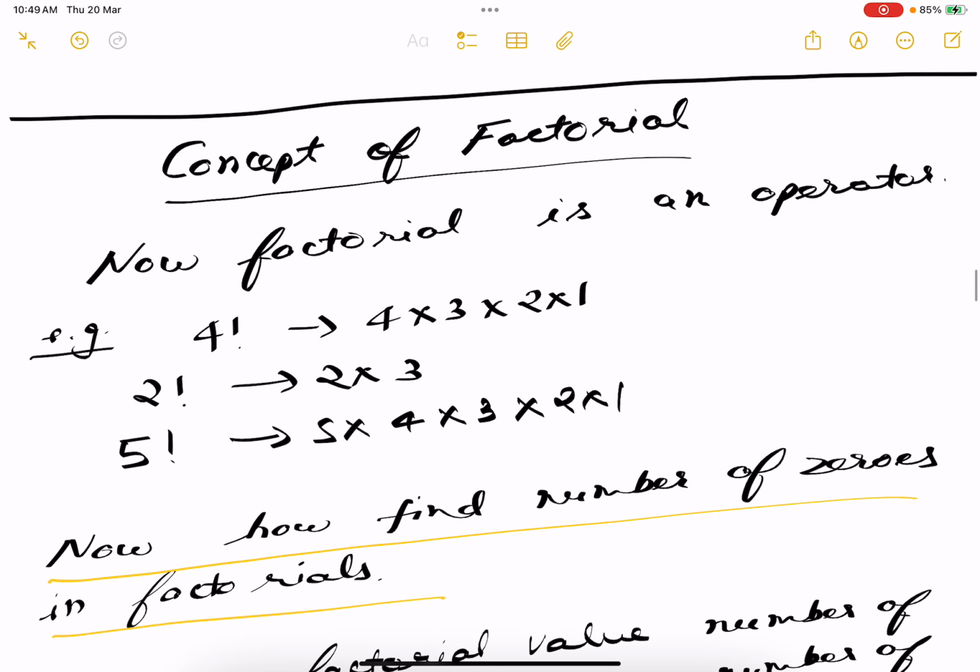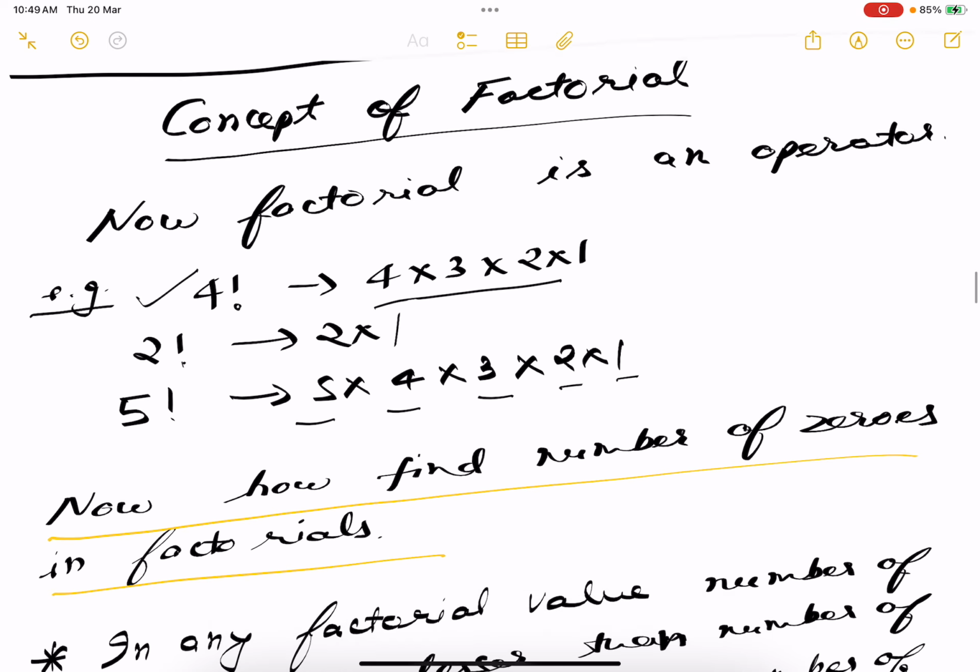Okay. Now there is a concept of factorials also. So first of all, what is a factorial? Factorial is nothing but an operator. And before any number, if the factorial operator is applied, then this number can be written as, for example, if it's applied before 4, it can be written as 4 into 3 into 2 into 1. And 2 factorial can be written as 2 into 1. 5 factorial would be written as 5 into 4 into 3 into 2 into 1.